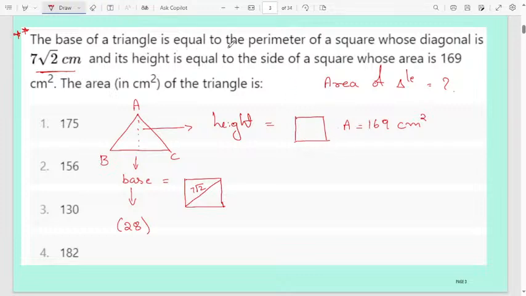Then let us consider the base, what condition they are given to find the value of the base of a triangle. This will be equal to the perimeter of a square whose diagonal is 7 root 2. Here they are given the square having a diagonal, its value is 7 root 2. From this one you have to find the value of the base. Perimeter of this square will be equal to the base value. Then second, the height, how can you find the height of a triangle? Here they are given its height is equal to the side of a square whose area is 169. From this one you have to find the side.